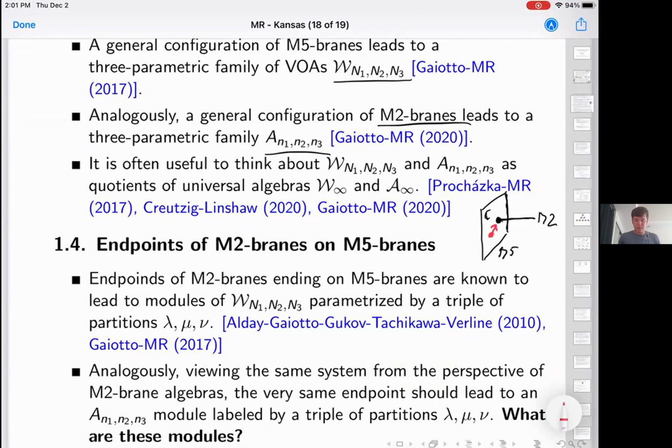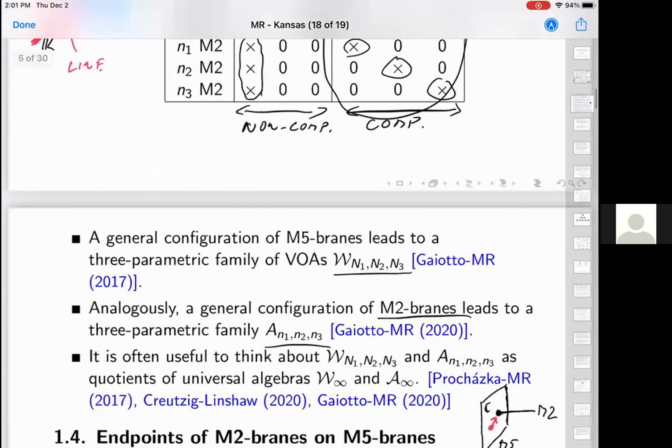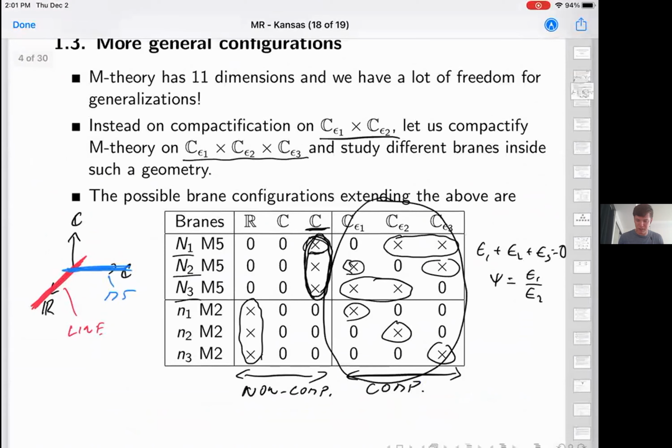But analogously, viewing the very same system from the perspective of the M2 brane algebras, the very same endpoint should lead to a module for this M2 brane algebra A, N1, N2, N3, again labeled by the triple of partitions lambda, mu, nu. And what you said, that it's like three orientations, how do we see them? So those are the three orientations from the previous slide here. Because there are different numbers, one, two, three. Okay, good.